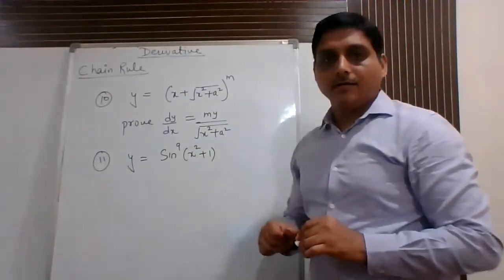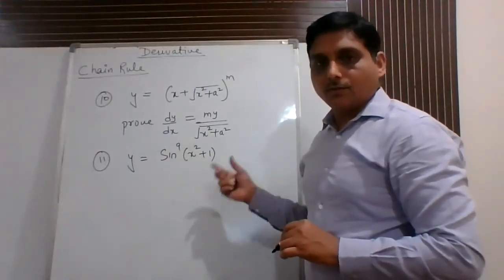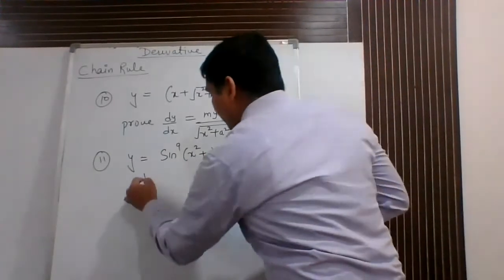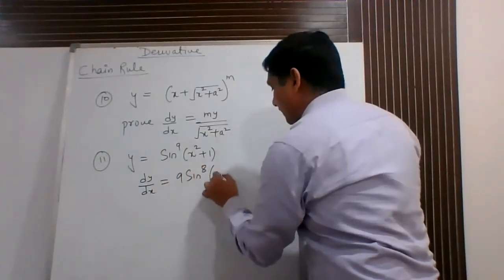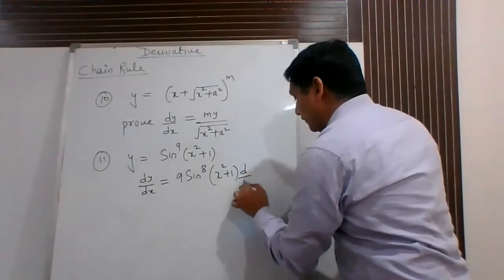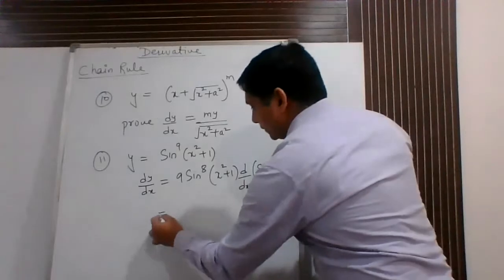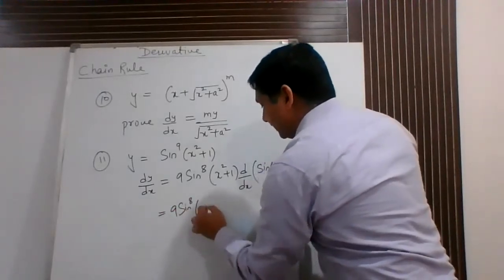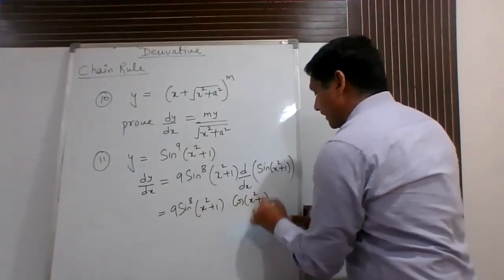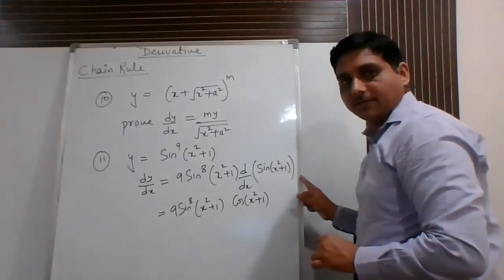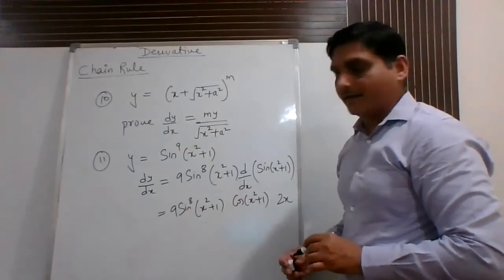Next is number 11. Now here we have power, function, and angle also. So first priority will be given to power. So dy upon dx can be written as 9 sine to the power 8 of x square plus 1. After that, you will write the derivative of sine of x square plus 1. So this will be written as it is. The derivative of sine is cos of x square plus 1. And after that, you need to take the derivative of x square plus 1 also. After that, you can club it and you will get the final answer.